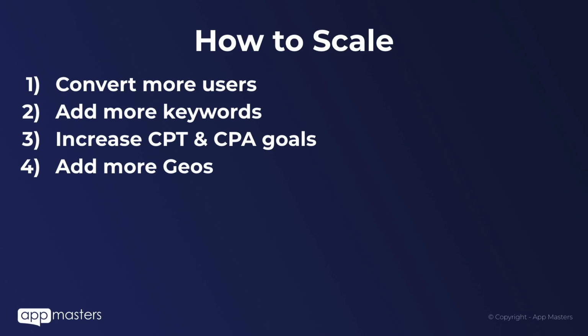Number four, add more geos. So think about all the other countries that you're converting really high in, and then create campaigns. Now, again, especially if it's for a top 10 geo, I like to have one campaign per geo. That way, on a campaign level, I can see how well each geo is converting. It's pretty easy to set up, and I'll show you that a little bit.